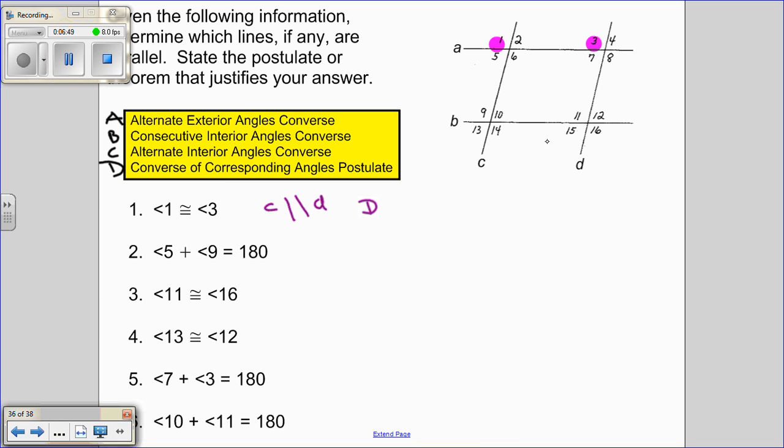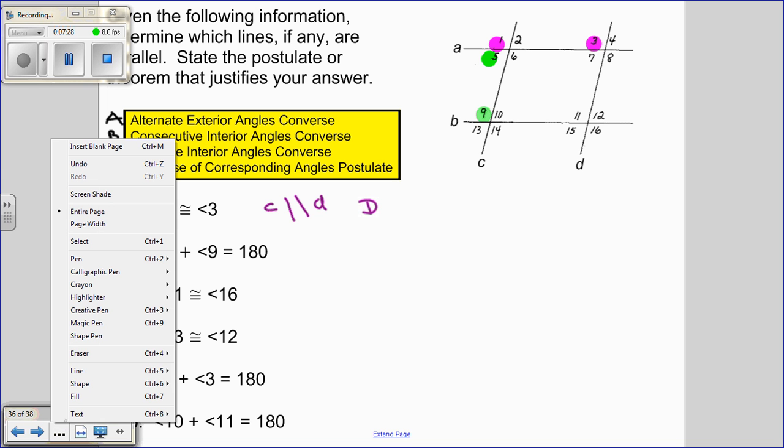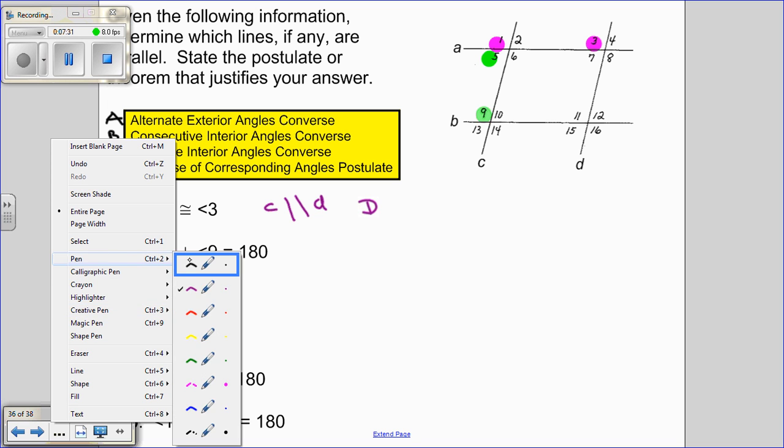Now the next one says that angle 5 is supplementary with angle 9 because they add to 180. When I look at angle 5 and angle 9, the line that ties them together is line C. So line C would be the transversal possibility, and they're between A and B. So if they're between A and B but on the same side, they're consecutive. So yes, that would be true that they would be supplementary, and that would make A and B parallel because of the consecutive interior angles converse.